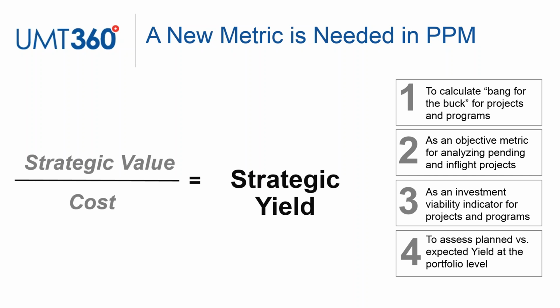And it's a metric of strategic yield. It's derived by deriving a strategic value score for a project, and we'll look at how that's done in the demonstration, divided by its cost to give the yield. It acts in multiple ways. It can act as a kind of bang for the buck indicator for each project in the annual planning process.